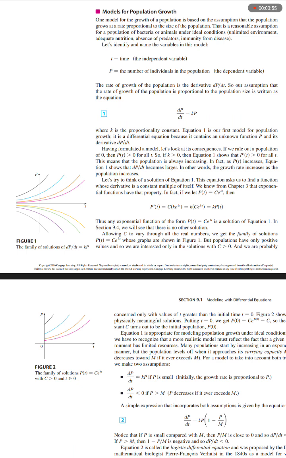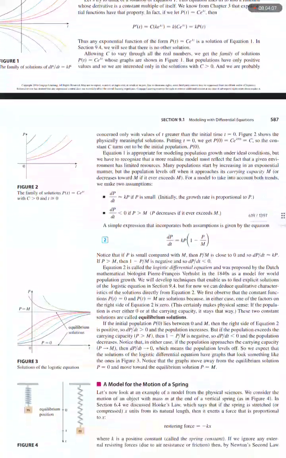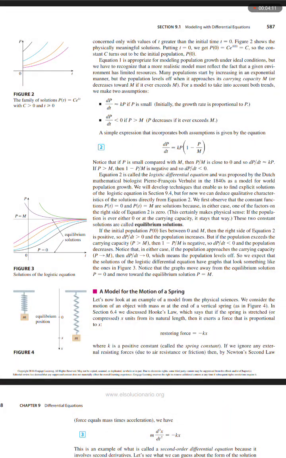But populations have only positive values, and so we are interested only in the solutions with C greater than 0. And we are probably concerned only with values of t greater than the initial time t equals 0. Figure 2 shows the physically meaningful solutions. Putting t equals 0, we get P(0) equals C times e to the power k times 0, which equals C. So the constant C turns out to be the initial population, P(0). See figure 2, the family of solutions P(t) equals Ce^(kt), with C greater than 0 and t greater than or equal to 0.